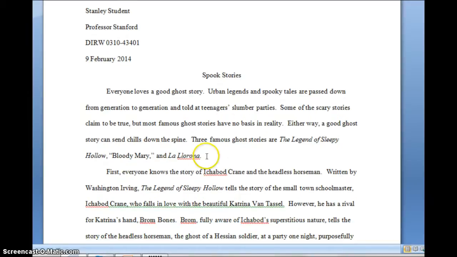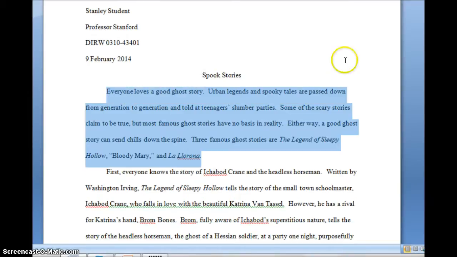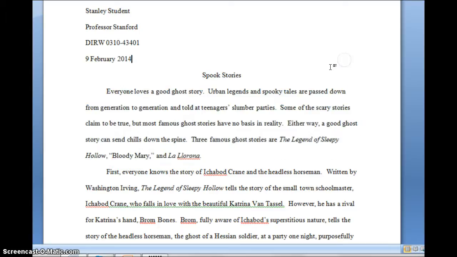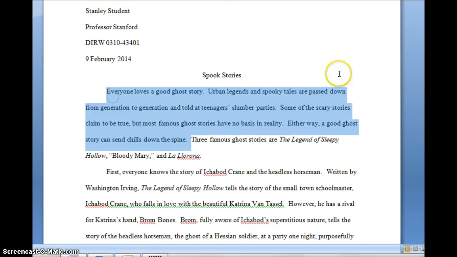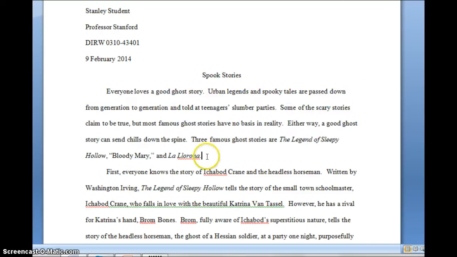So beneath that we have the first paragraph, which is the introduction. Notice that it's about 5 sentences long, and these first 4 sentences are giving general background information on scary stories, and then it moves us into the thesis down here. It narrows down into what the writer is actually going to talk about.